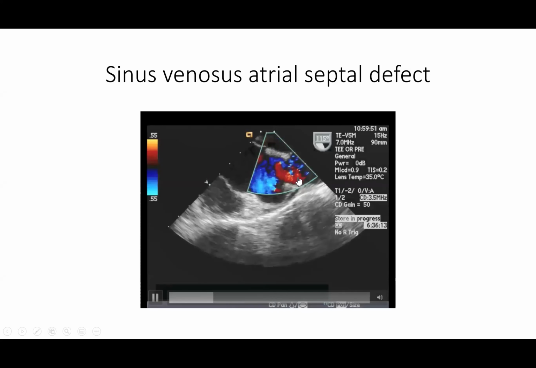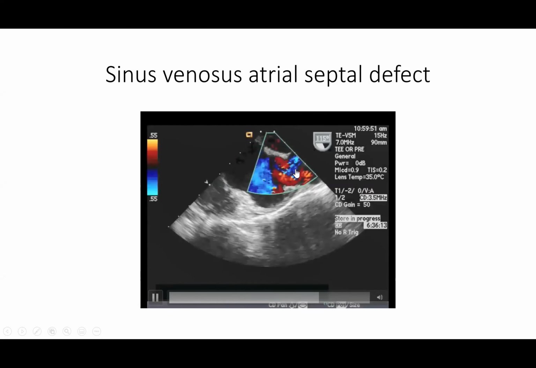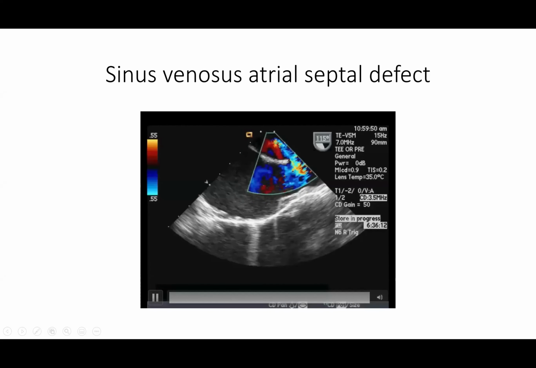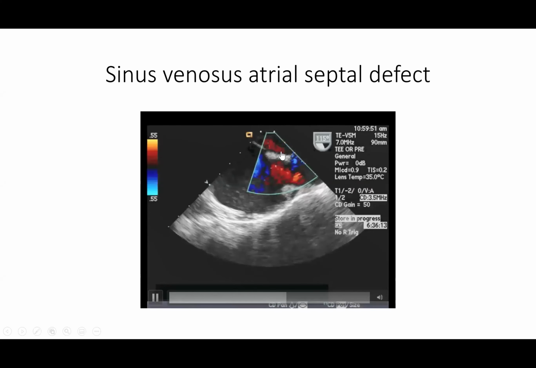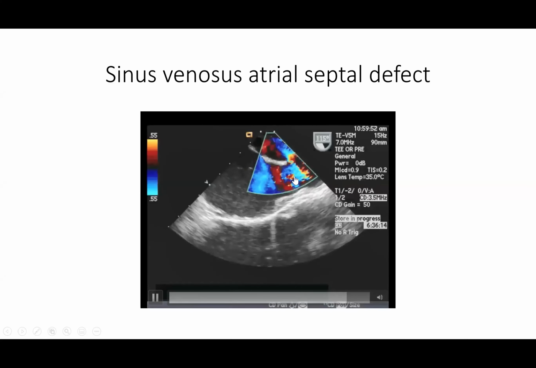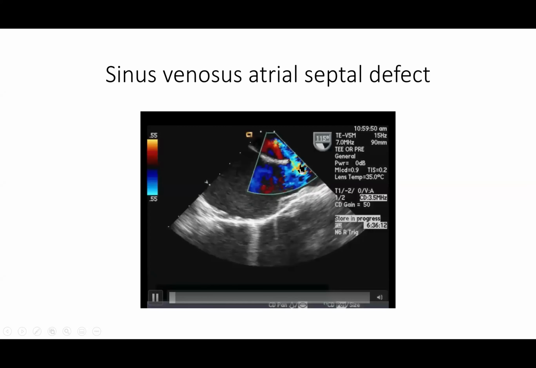The right upper pulmonary vein should enter in here, but you see there's a defect here. That's a classic way to demonstrate a sinus venosus ASD. That's the T about 120 degrees by bicaval view. You see the defect in the membrane.